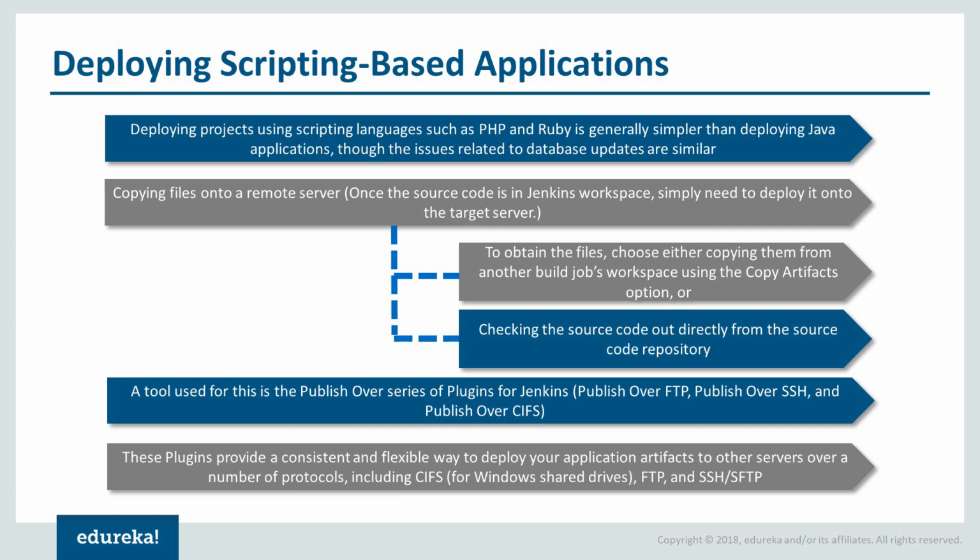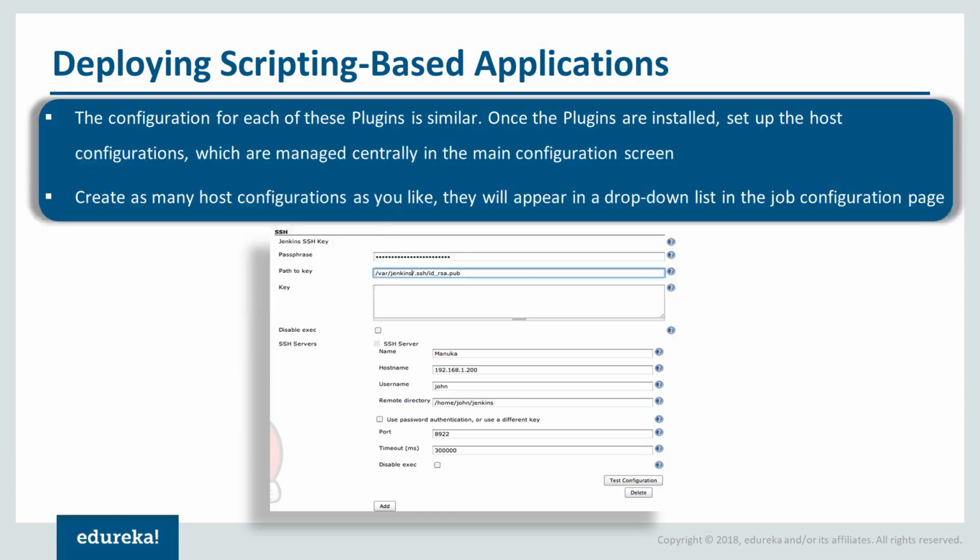A tool used for this is the Publish Over series of plugins for Jenkins, for example Publish over FTP, Publish over SSH, and Publish over CIFS. These plugins provide a consistent and flexible way to deploy your application artifacts to other servers over a number of protocols, including CIFS, which is typically used for Windows shared drives, and of course FTP, SSH and SFTP. The configuration for each of these plugins is very similar. Once the plugin is installed, there is no specific difference; it is the same as installing any other plugin.